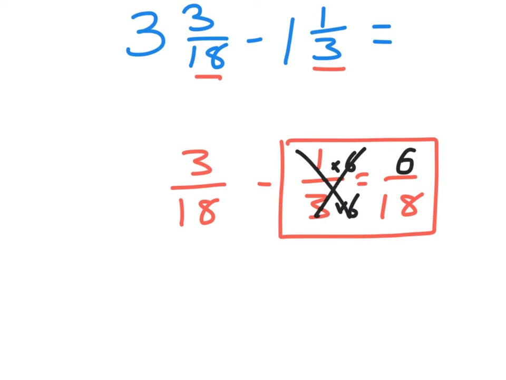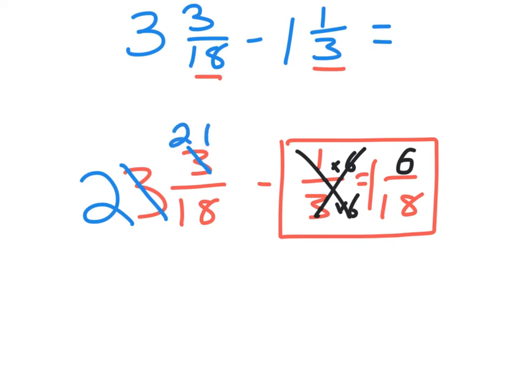Okay, now when I look at and put the whole problem back together, I now have 3 and 3/18 minus 1 and 6/18. I can't take 6 away from 3 in the numerator, so I have to borrow. When I borrow, I'm going to borrow from 3, make it a 2. Okay, then I'm going to add the denominator 18 plus the numerator 3, 18, 19, 20, 21, and that becomes my new numerator. Now I can subtract.